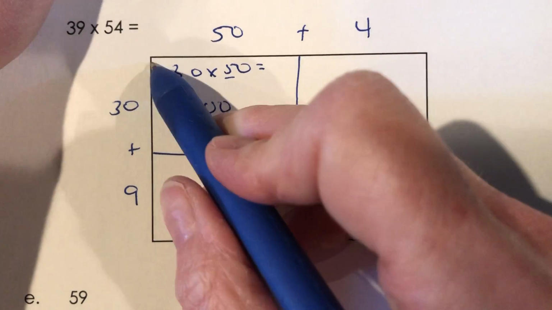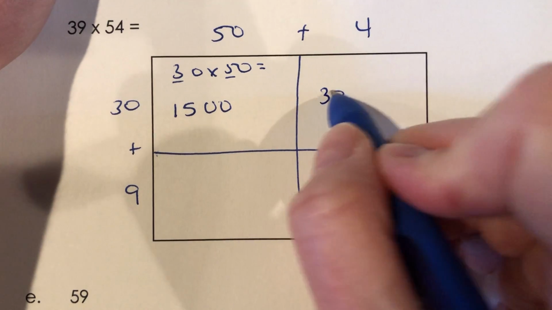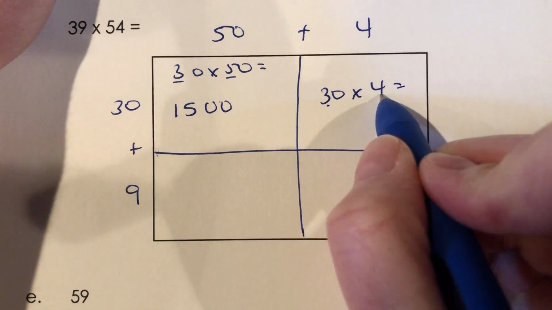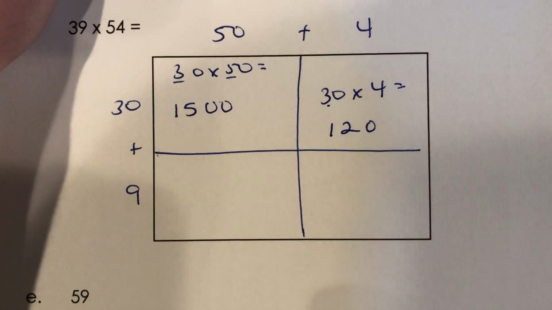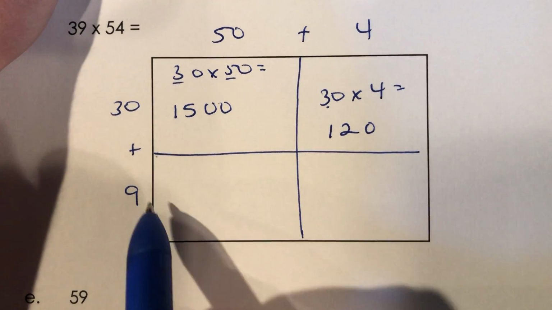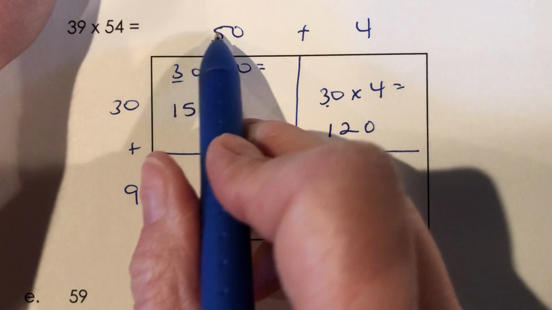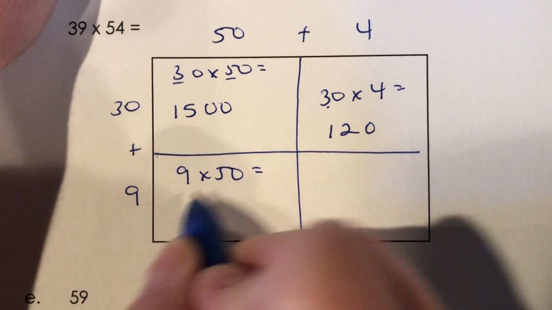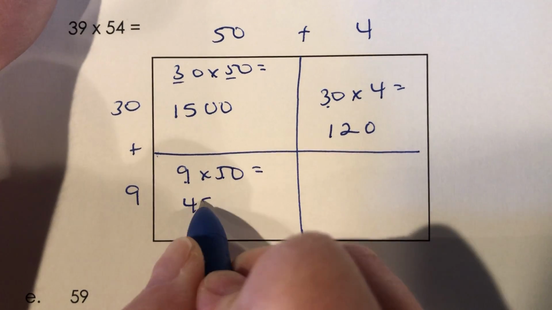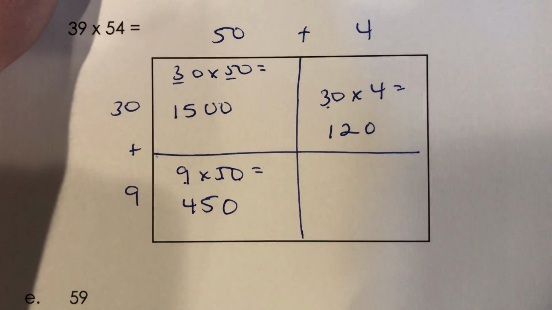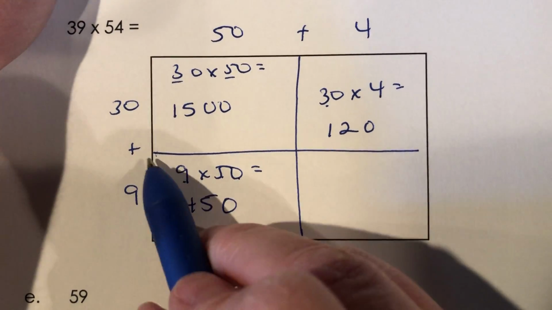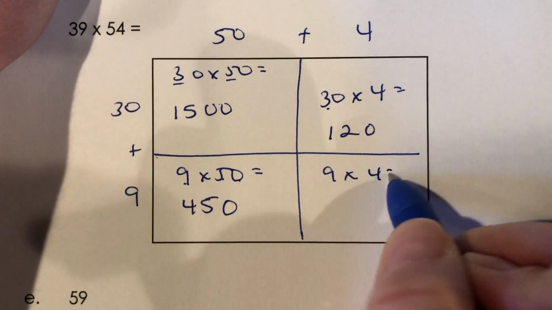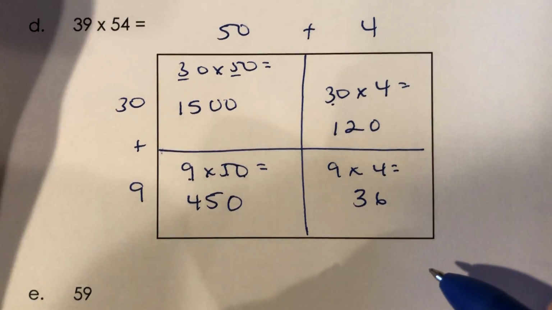For this, I have 30, and this piece is 4. So this would be 30 times 4 to get the area. 4 times 3 is 12. I put my 0. This piece here, this is 9, and along the top is 50. So 9 times 50 will give me this area, and 9 times 5 is 45, and I'll put my 0 right there. And this last little piece is 9 by 4, and 9 times 4 is 36.